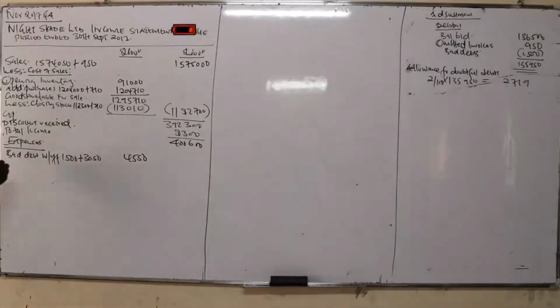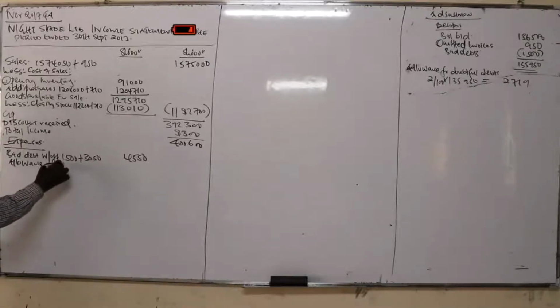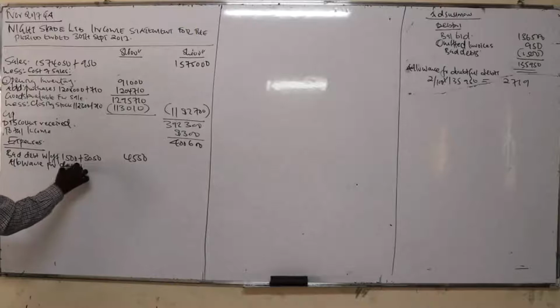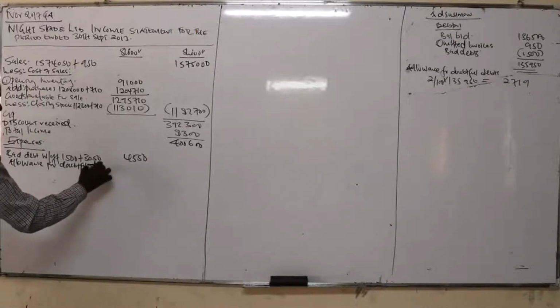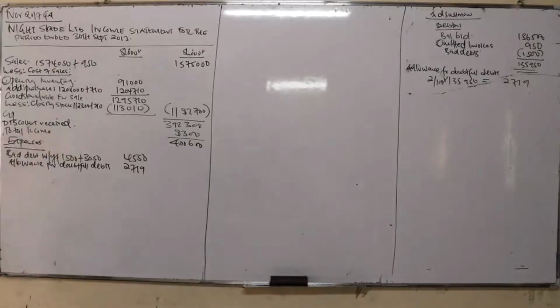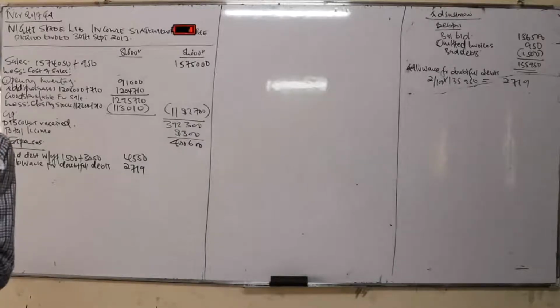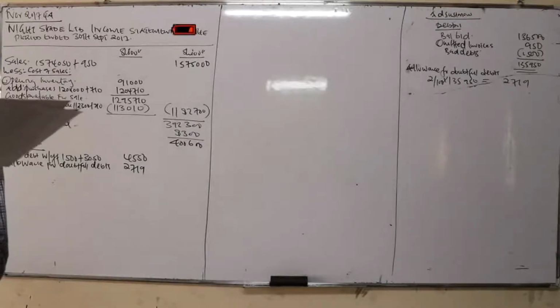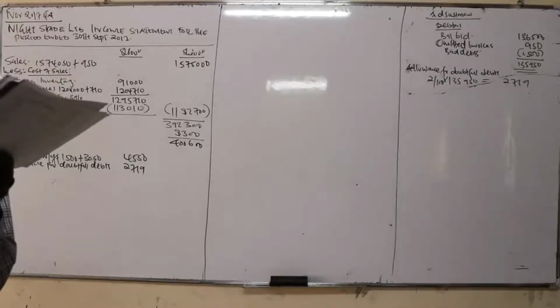So we write here allowance for doubtful debts, which is how much? 2,719. Allowance for doubtful debts. Do we understand each other? So we are through with note number 2, number 3 and number 4, already done now.